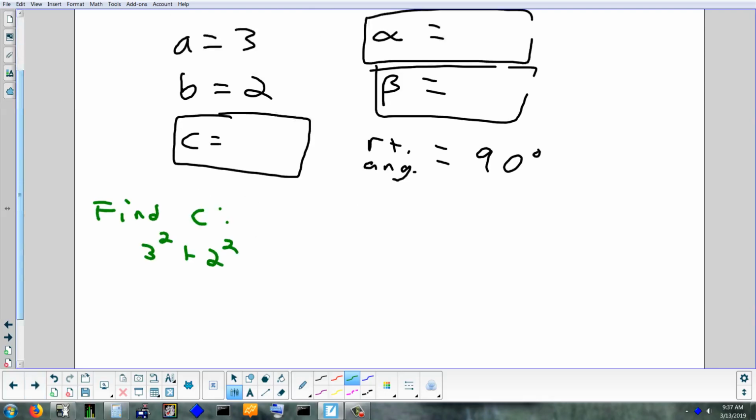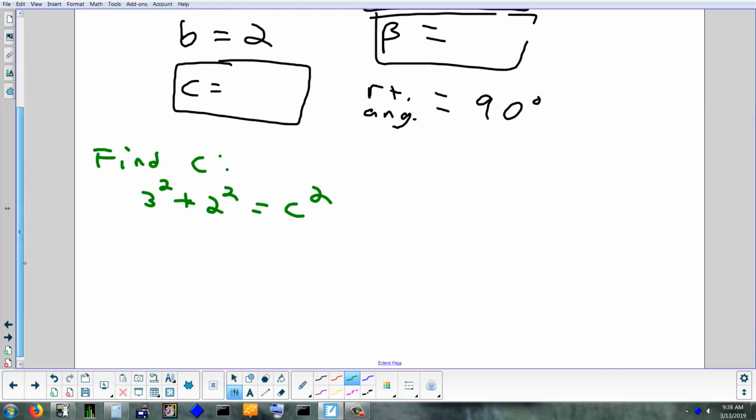A squared plus B squared equals C squared. 3 squared is 9. 2 squared? 4. And 9 and 4? 13.